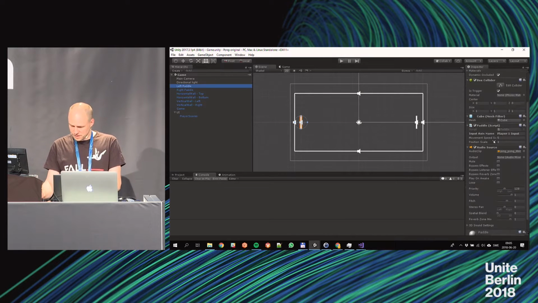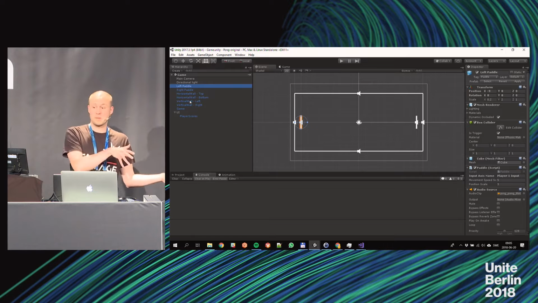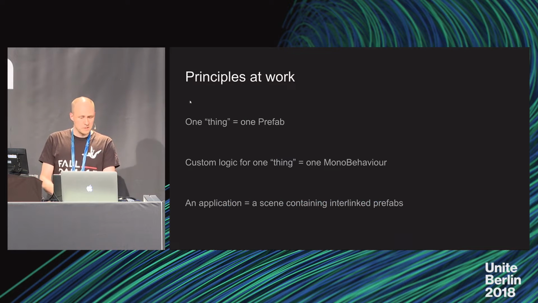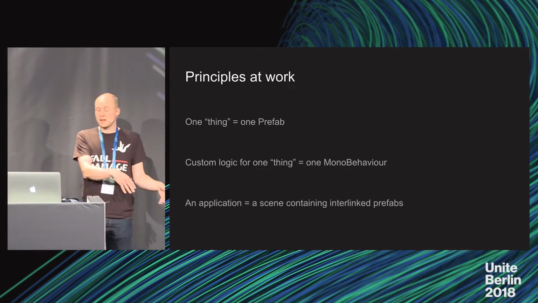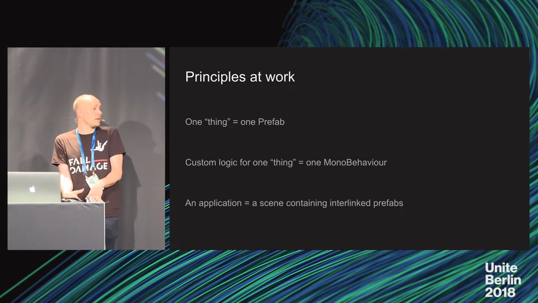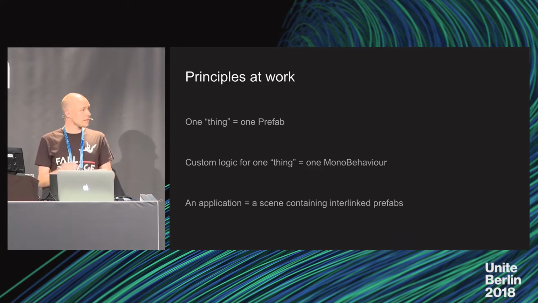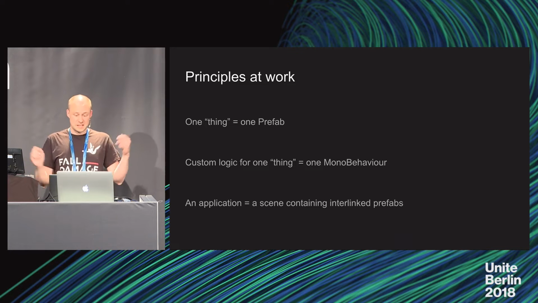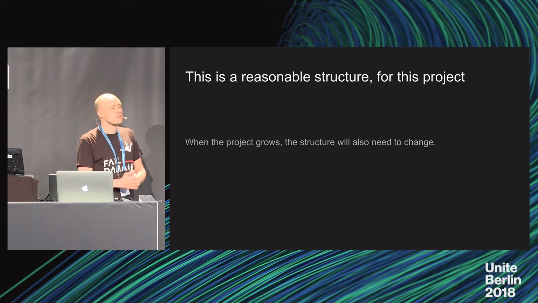For each of these, if we dig around, then we can find a little paddle script, for example, on the paddle. On the vertical walls, there's a wall script on this thing. Now, the principle at work in the design is that one thing in the game is going to be one prefab, and if we needed custom logic for one of these things, then we create one MonoBehaviour. And the entire application is one scene which contains a collection of these prefabs, which have links between each other. And this is a perfectly reasonable structure for this project.